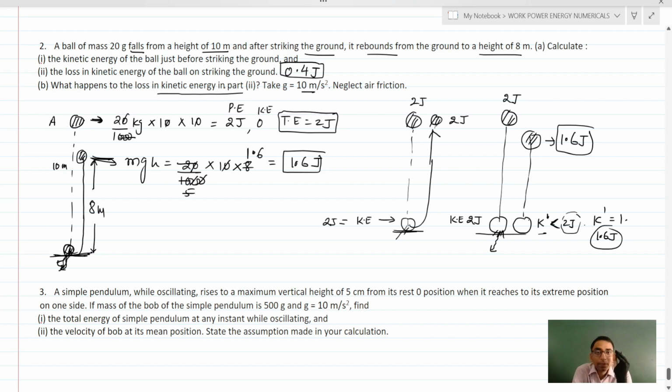2 joules at the top is 2 joules at the bottom before collision. After collision, it is 1.6. Now, the same 1.6 is getting converted into the same 1.6 at the top as potential energy, because we are not considering the air resistance, like this.